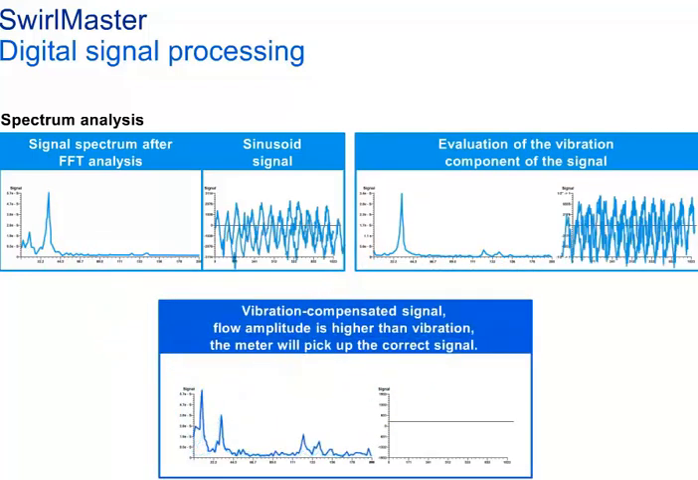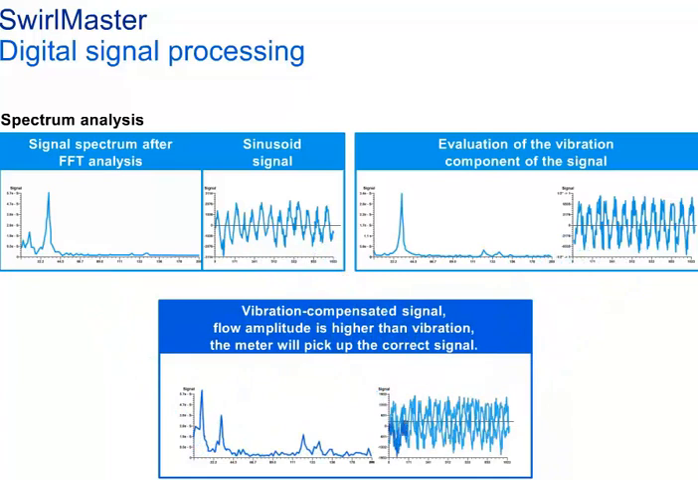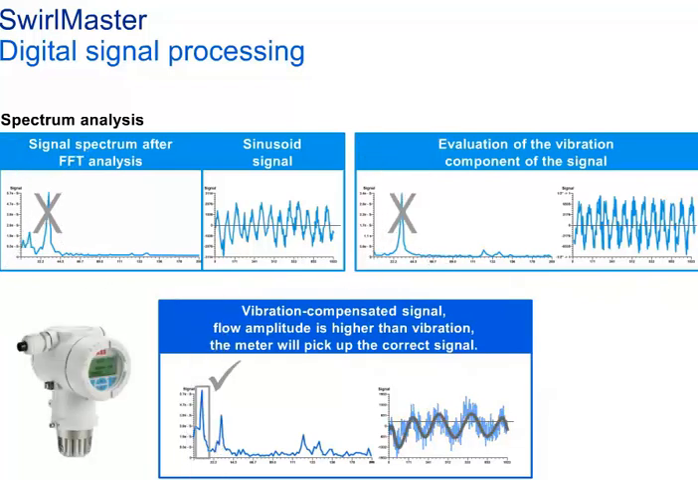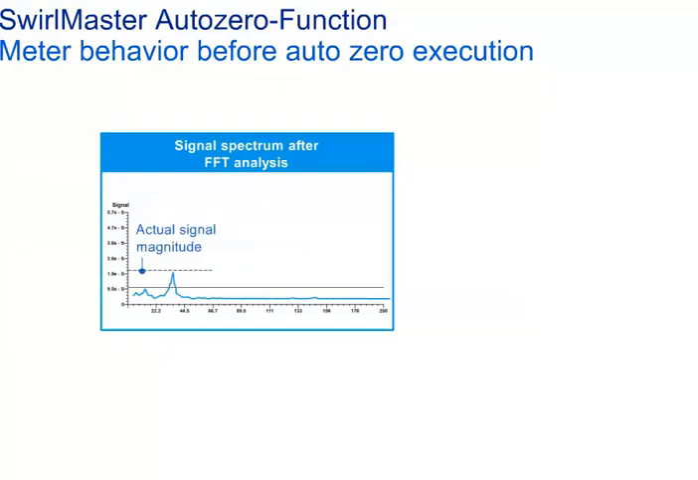Digital signal processing in combination with the balanced sensor from ABB ensures maximum measurement precision and reliability. Without the intelligent vibration compensation, the meter would pick up the wrong frequency for flow computation. Despite the algorithm mentioned earlier, when there is no flow in the pipe, the meter may pick up a signal which is pure noise.